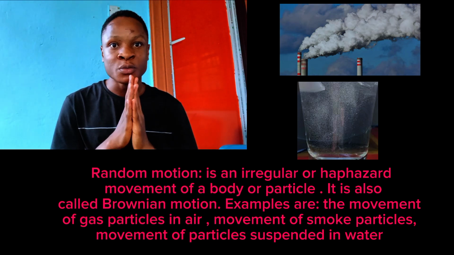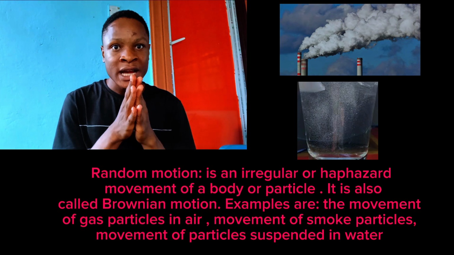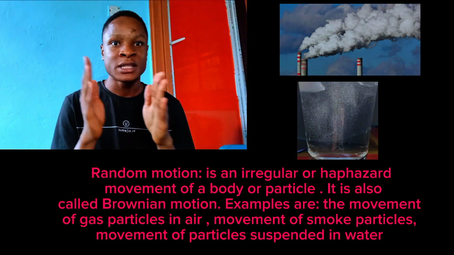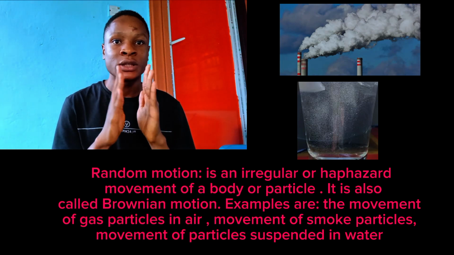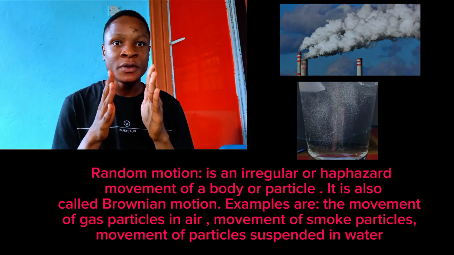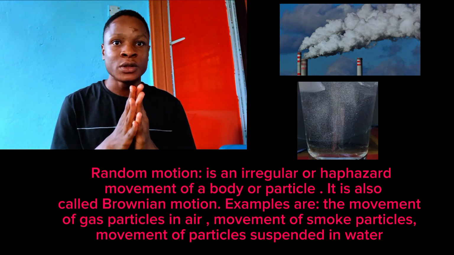Gas particles, do they move in a particular direction? No. They just move in an irregular manner. They don't have a particular direction. So to know if it is random motion, you identify if the particle or the object is moving in an irregular or haphazard manner. That is a way of identifying random motion.